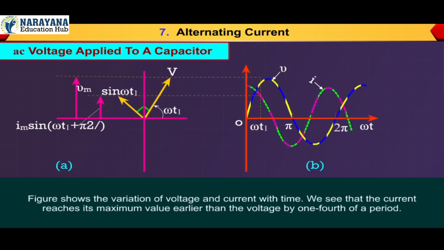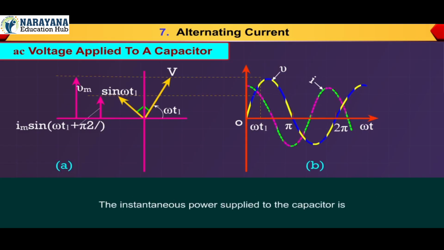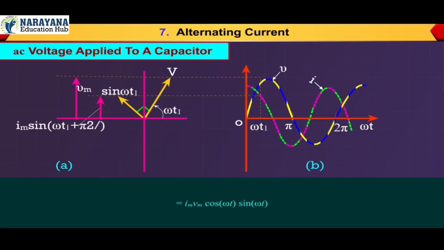The figure shows the variation of voltage and current with time. We see that the current reaches its maximum value earlier than the voltage by 1/4 of a period. The instantaneous power supplied to the capacitor is Pc = IV = Im cos ωt Vm sin ωt = Im Vm cos ωt sin ωt = (Im Vm/2) sin 2ωt, equation 19.